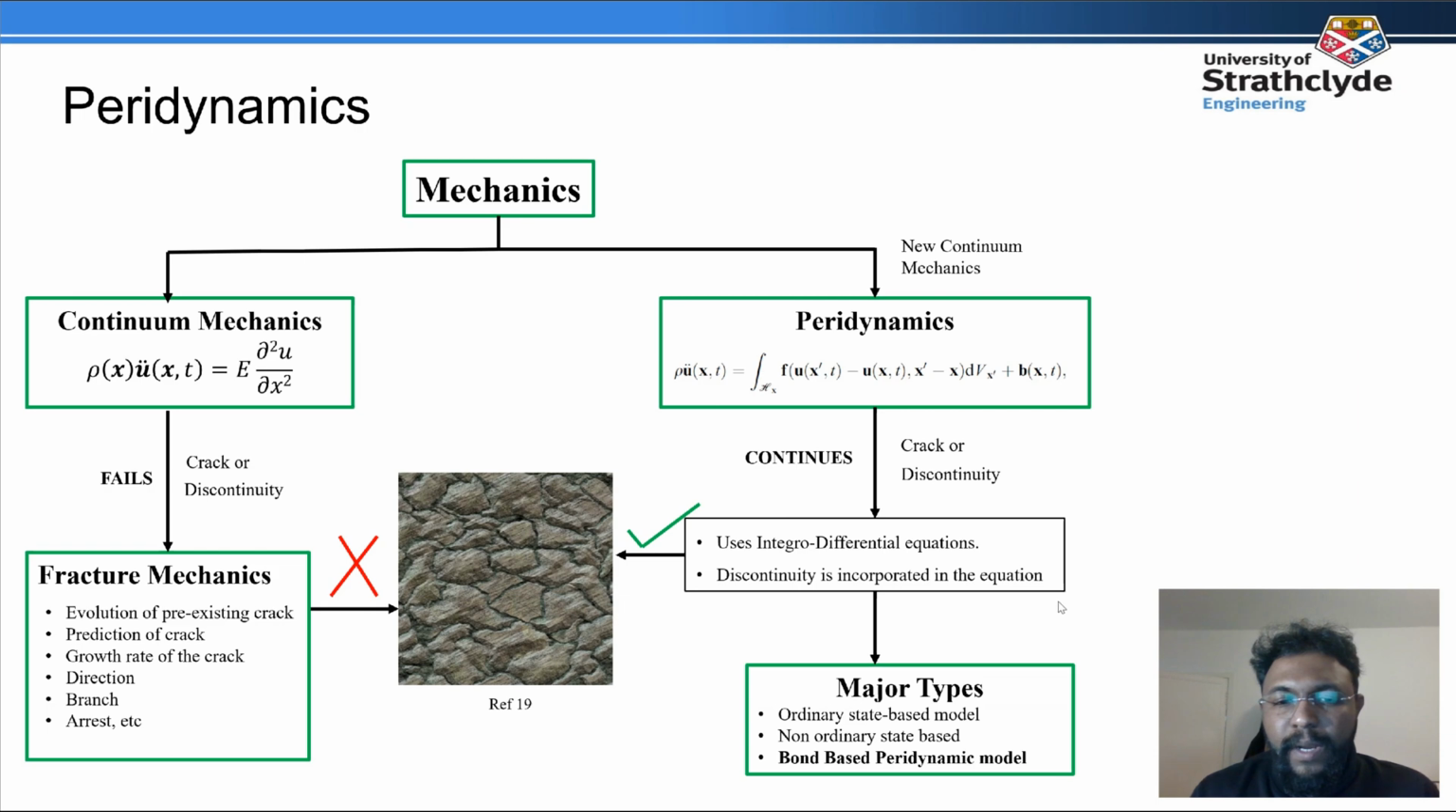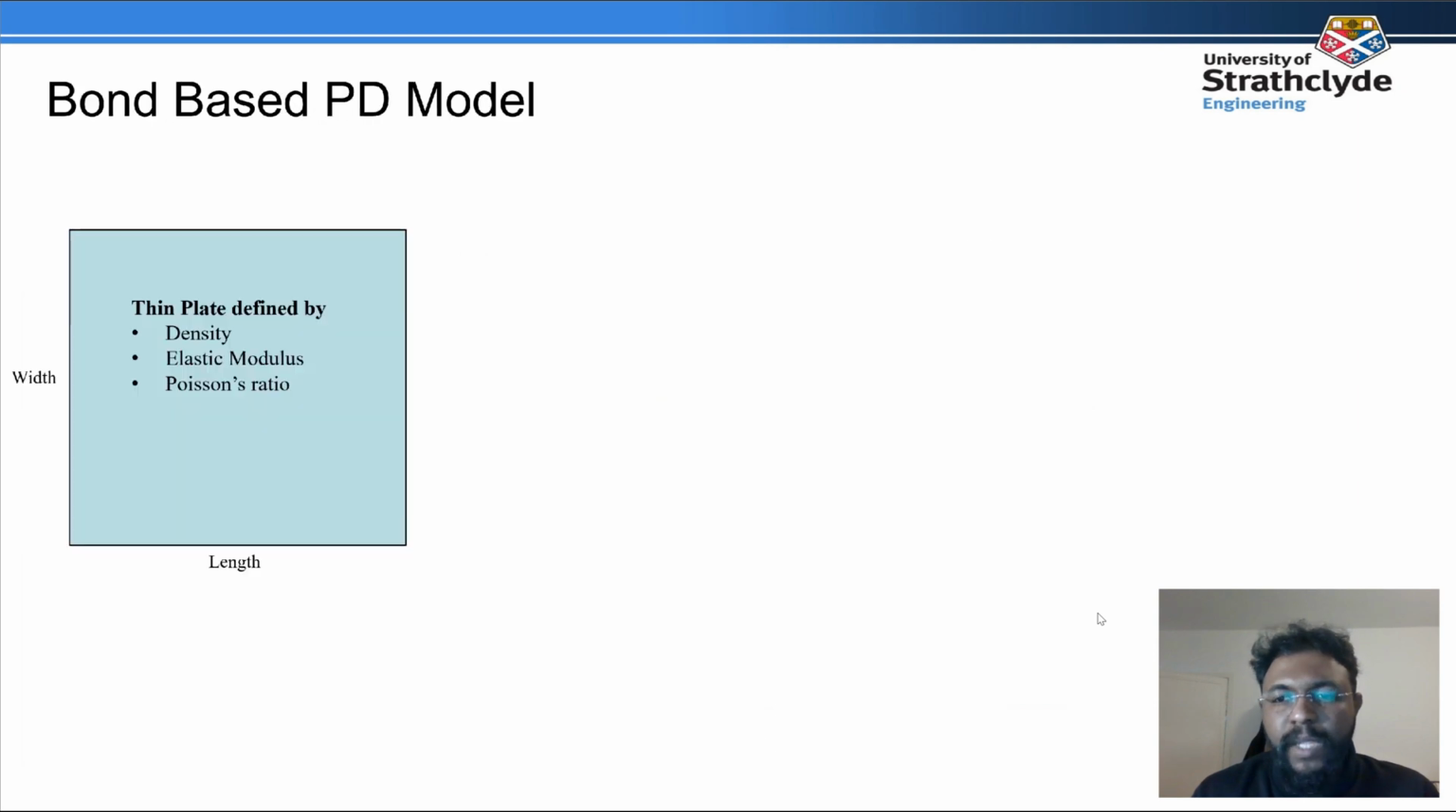The major types of peridynamic modeling are ordinary state-based, non-ordinary state-based, and bond-based peridynamic models. In this experiment, I have used the bond-based peridynamic model. Bond-based peridynamics has equal magnitude in both directions between points. To understand the concept, let's consider a plate with predefined length and width. The material properties are defined by density, elastic modulus, and Poisson's ratio.